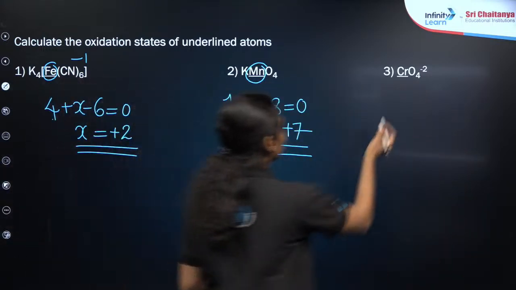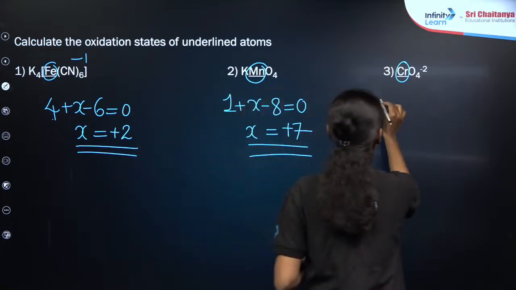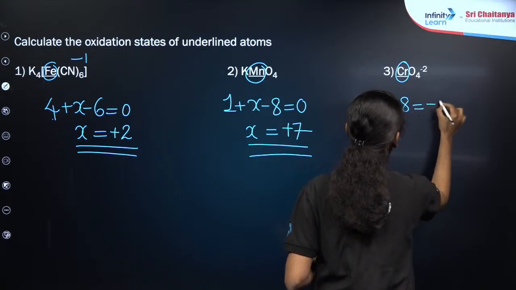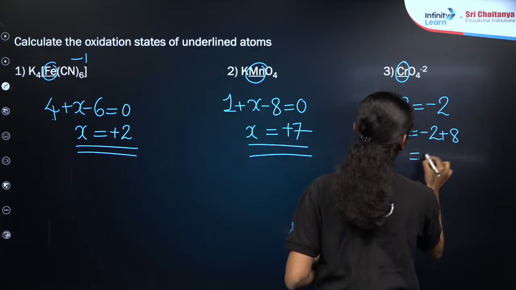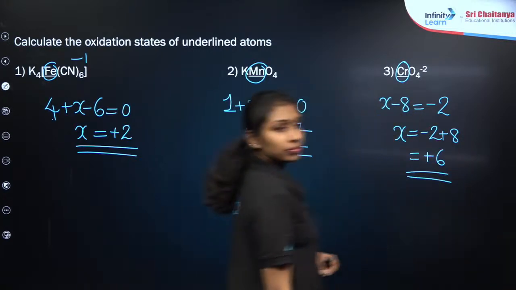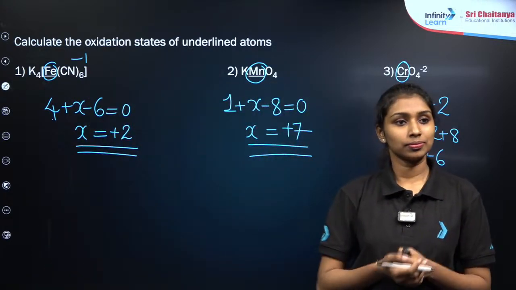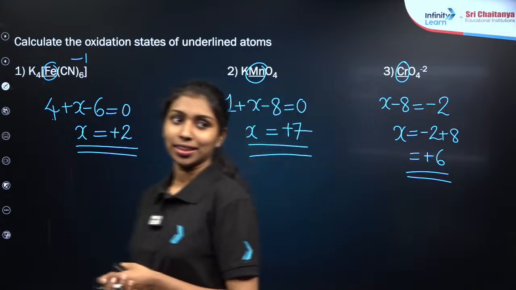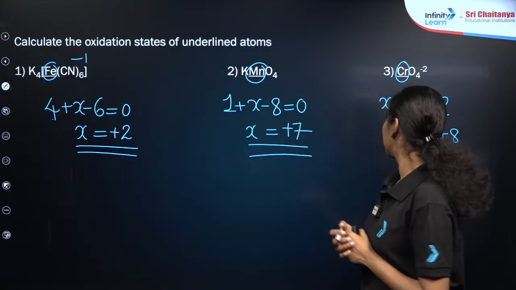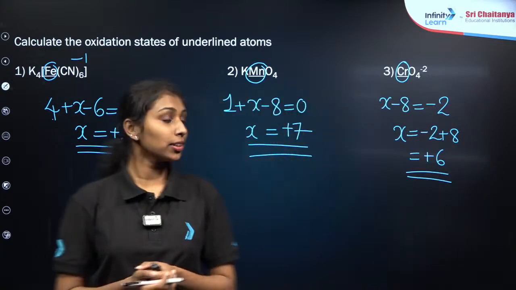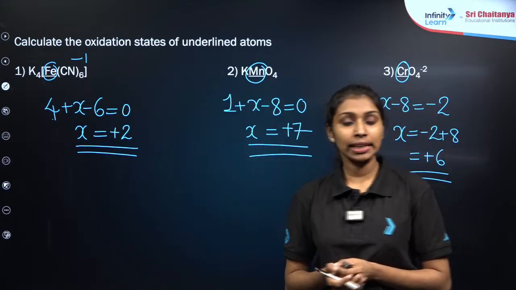Then what about the third one? Here the underlying atom is chromium. We have to find out the oxidation number of chromium. Six, right? Hi Shivraj. Is the thing clear for everyone? How we can calculate the oxidation number of atoms in a particular compound? Is it clear?